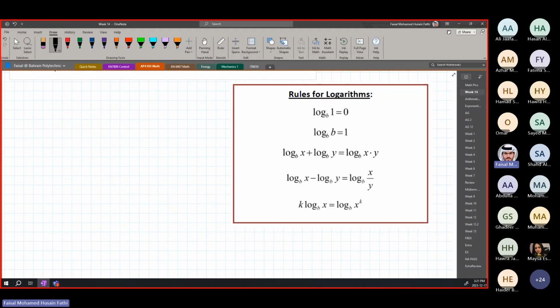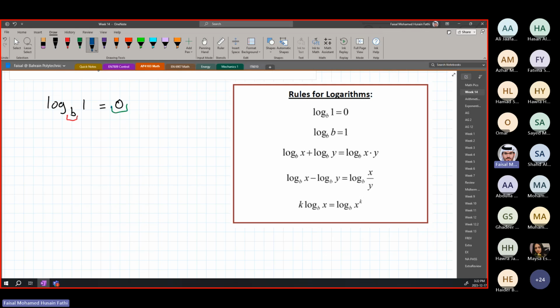So let's say we have log base b of 1 is equal to 0. Why is this? If we want to write this in exponential form, the same exact concept applies. This is the base. This is the solution.